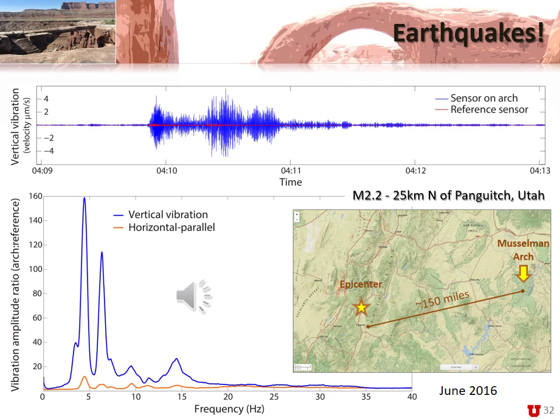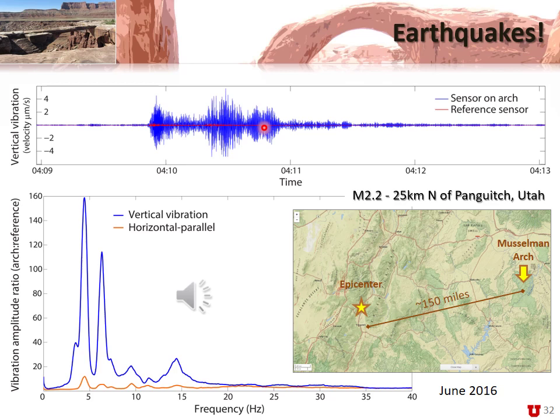Pause that. That was Musselman Arch here in Canyonlands National Park, and again, you heard the arch vibrating during an earthquake, and that earthquake was actually quite small, magnitude 2.2, and it was about 150 miles away, epicenter near Panguitch. Here on the top, you can see the velocity. The blue is the sensor on the arch, and the red is the sensor just over here by this bush, just off the arch. And what you can see is that the arch felt a very much stronger vibration than the reference sensor just off the arch.